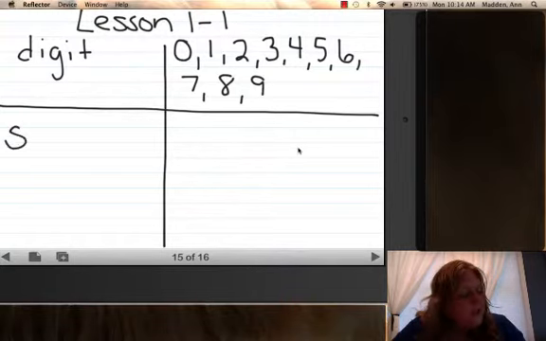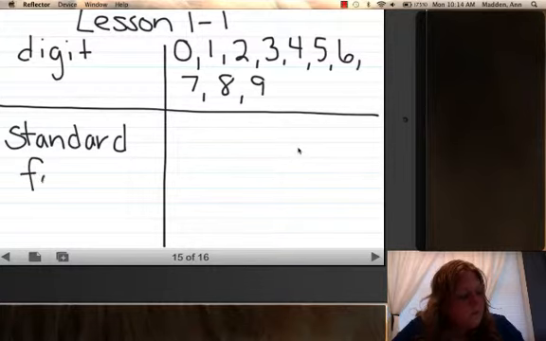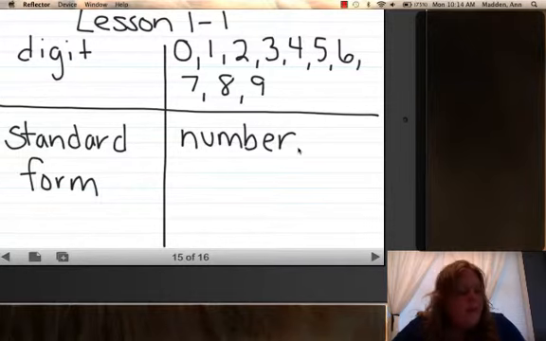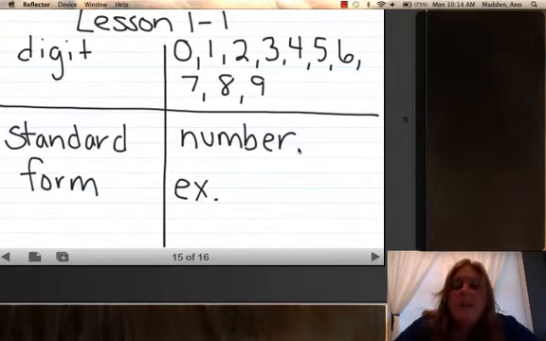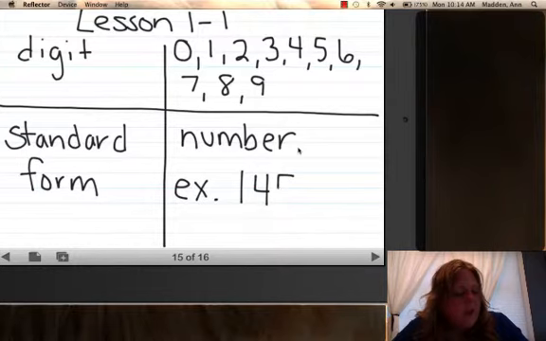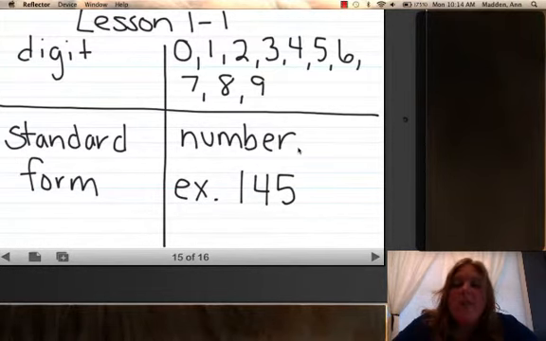We had standard form. Standard form, remember, is just the number. And I'm going to write an example here down below. EX period is an abbreviation for example. So my example could be the number 145. That is my standard form number.